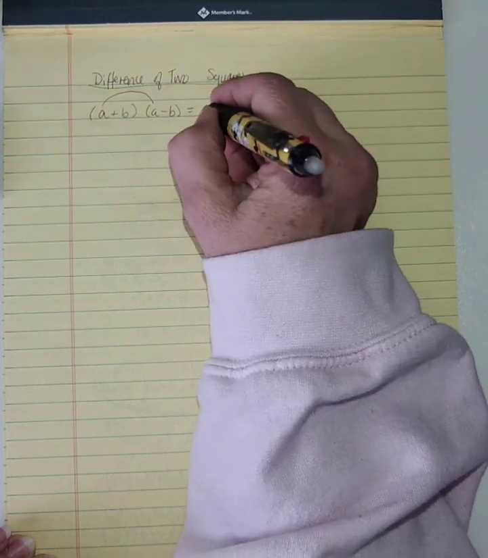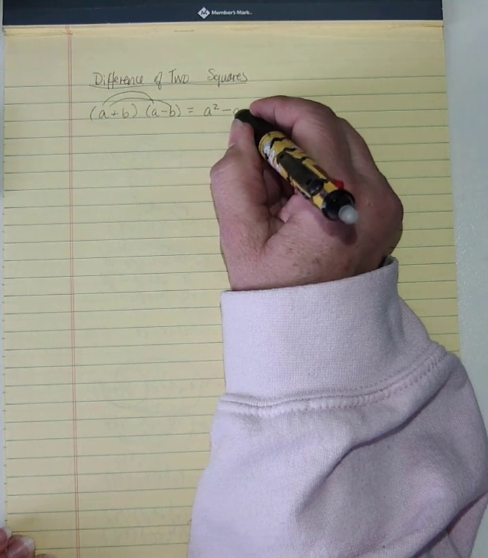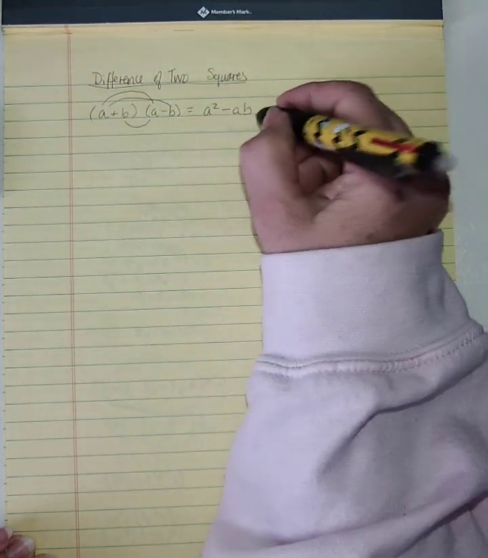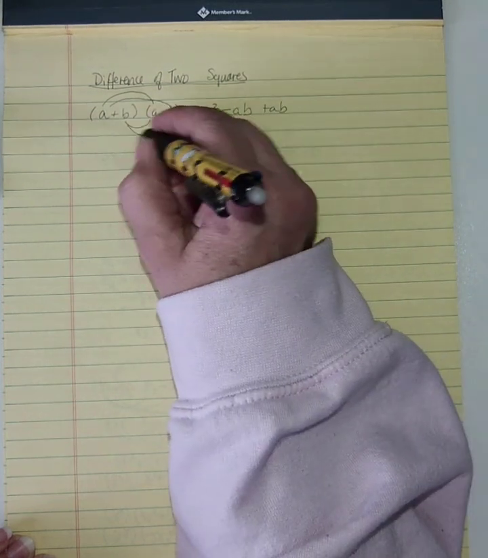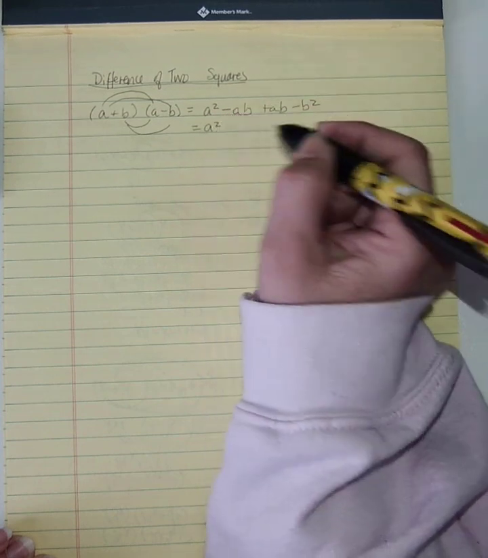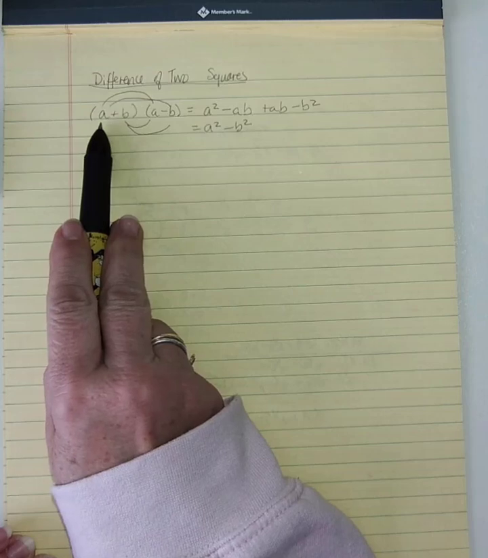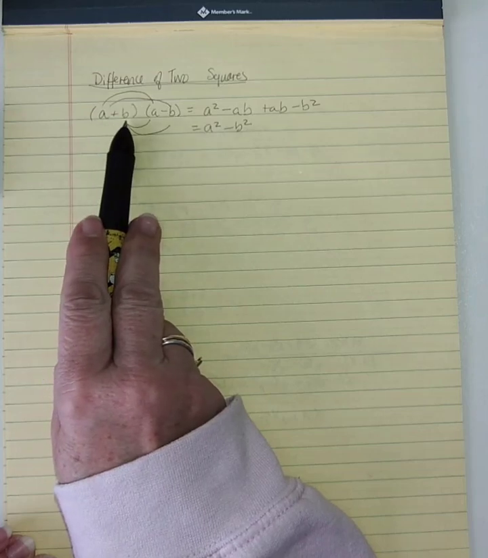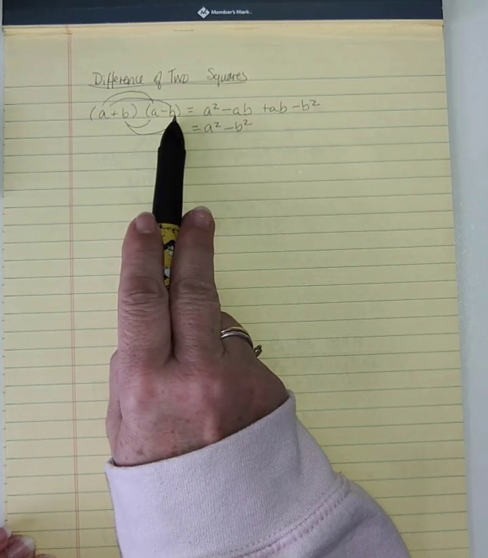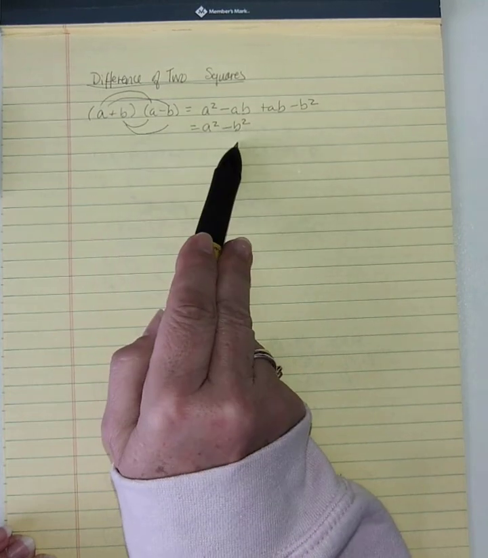I'd have the square of the first, then negative ab. Then look at this. BA is the same thing as AB, plus AB, and then negative B squared. This will give us the difference of two squares. So when we multiply a number added to another number by that same number subtracted by that second number, we will always get the square of the first minus the square of the second.